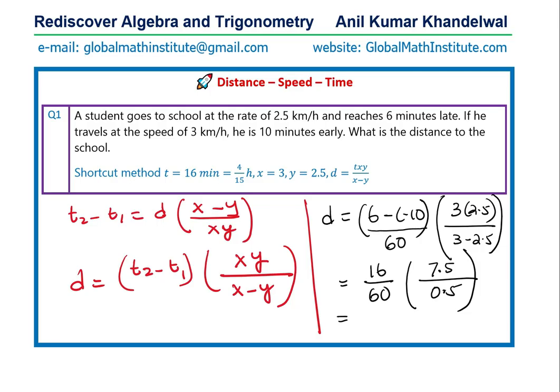You can cancel this. 5 goes 15 times, 15 times 4 is 60, and 4 times 4 is 16. So we get the answer as 4 kilometers. Is that clear to you? So we have used a very general formula for such kinds of questions. So that really helps to answer objective type multiple choice questions in a fast way. I hope that makes sense.